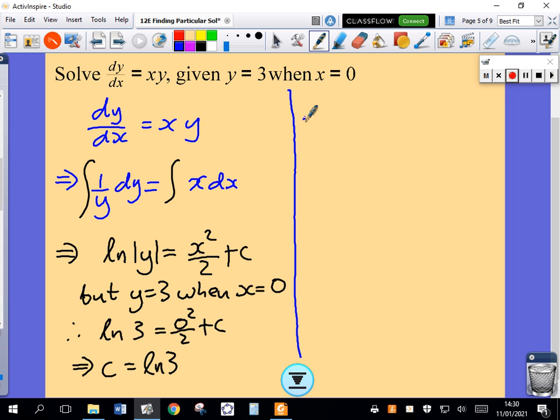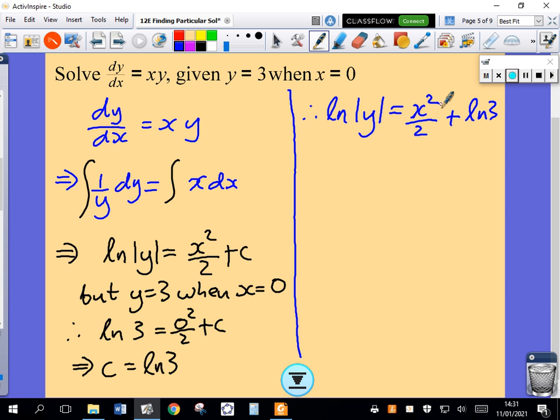So therefore, let's go back to my general solution here. The natural log of the absolute value of y is equal to x squared over 2 plus, well, the constant of integration, which is the natural log of 3. Okay, let me just tidy that up. Some poor handwriting there. Okay, so this is what we have at this stage.